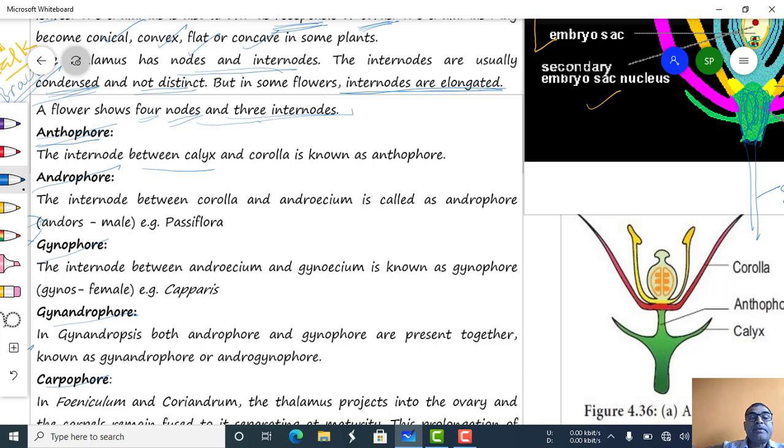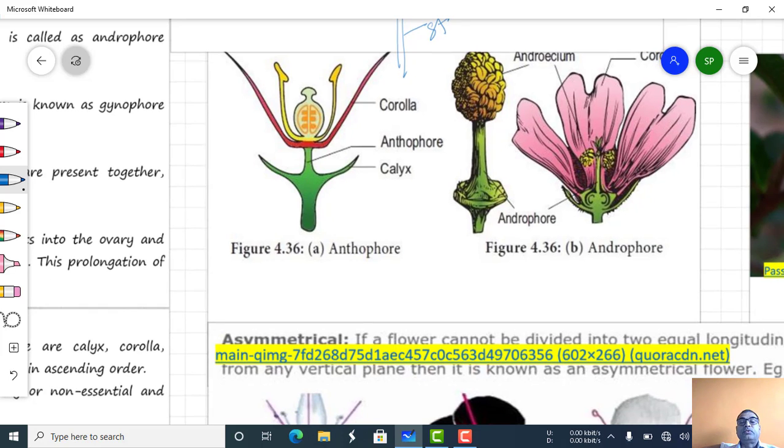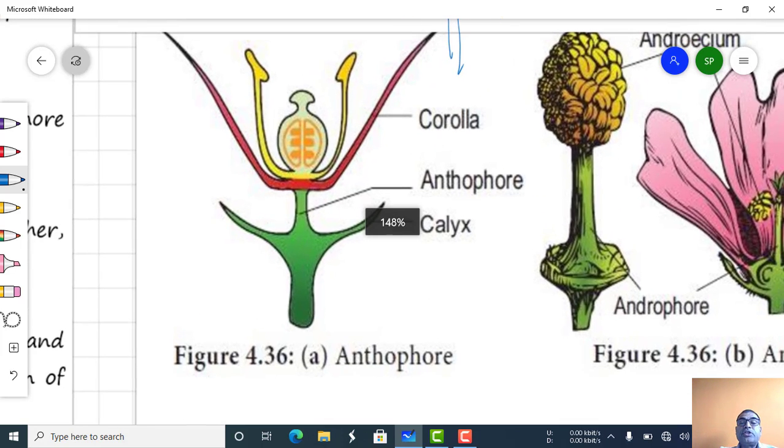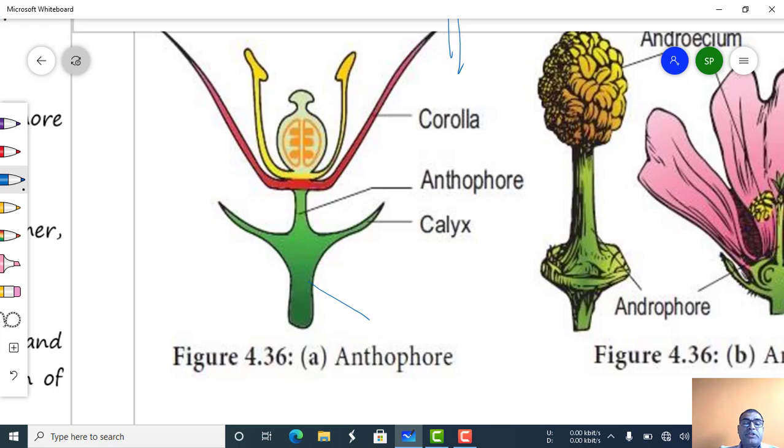First one is an anthophore. The internode present between calyx and corolla is called an anthophore. See this figure. This is part of the thalamus. This is the outermost whorl, which is called the calyx, and this one is called the corolla. This part is the internode between calyx and corolla. The internode between calyx and corolla is called an anthophore.